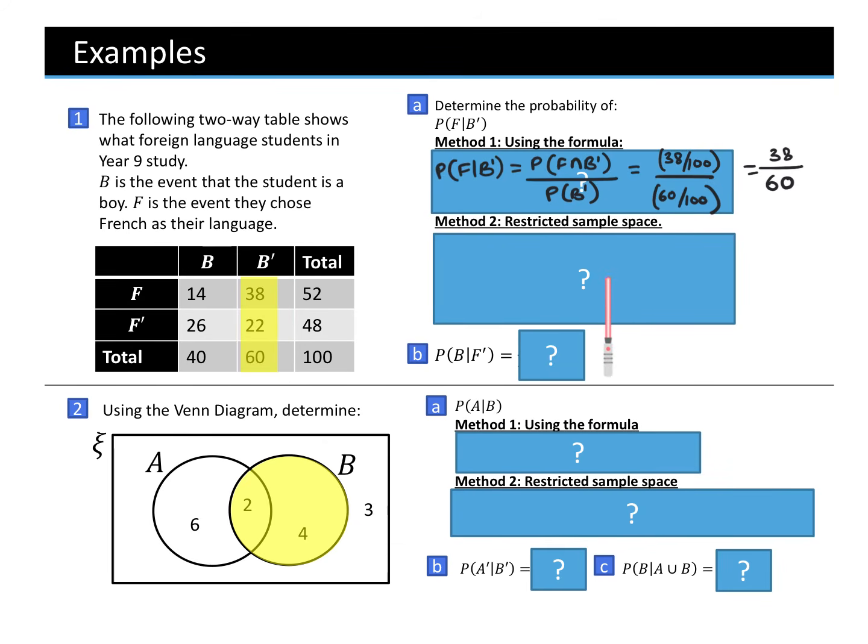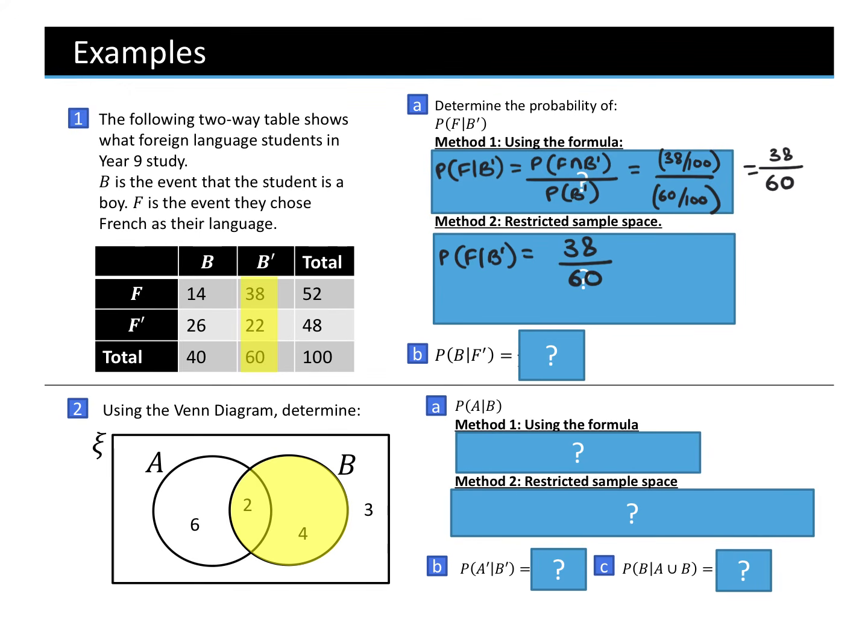Now, there is another method we could do. The other method is just by looking at what's going on instead of using the formula. We're finding the probability of F given not B. So what is the total of not B? 60. We're only going to focus on this column, not B, because this is given. So the total is 60. This is not B. And then, how many have chosen F in not B? 38. So you can see we can either use the formula or we can just use common sense.